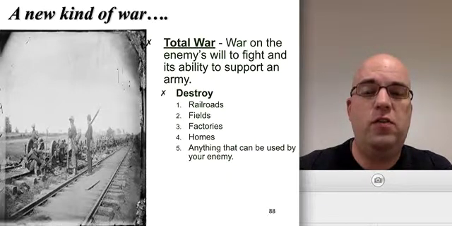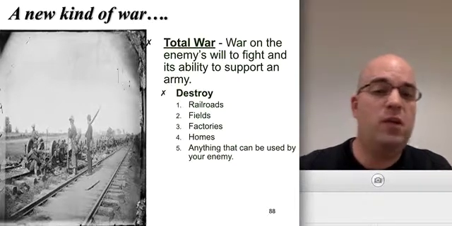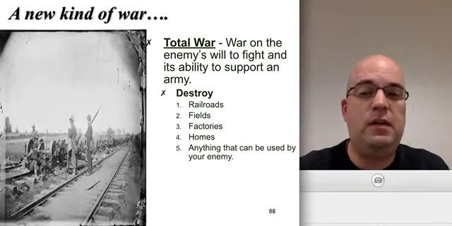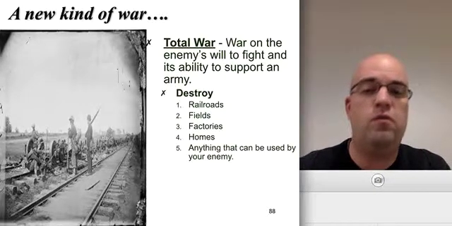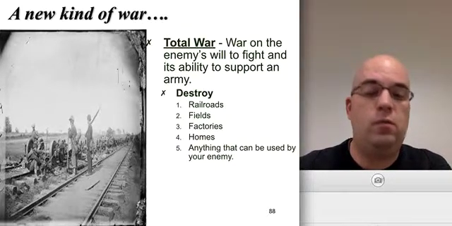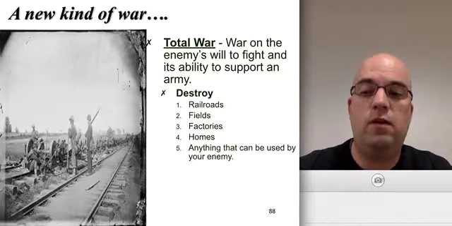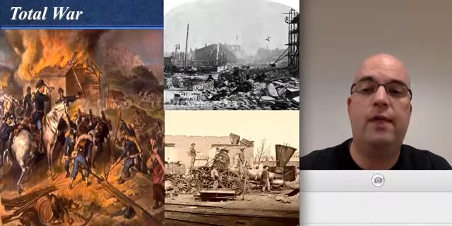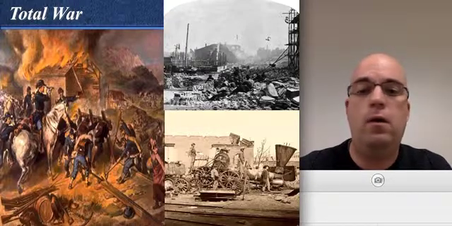So in a larger sense, Grant sort of takes the gloves off, where other Union generals were a little bit more cautious in terms of how they were dealing with the Confederacy and the Confederate soldiers in the towns of the South. Grant says the war is going to be very ugly, it's going to be very destructive, and we're going to basically destroy everything. So we see here some images of examples of total war.